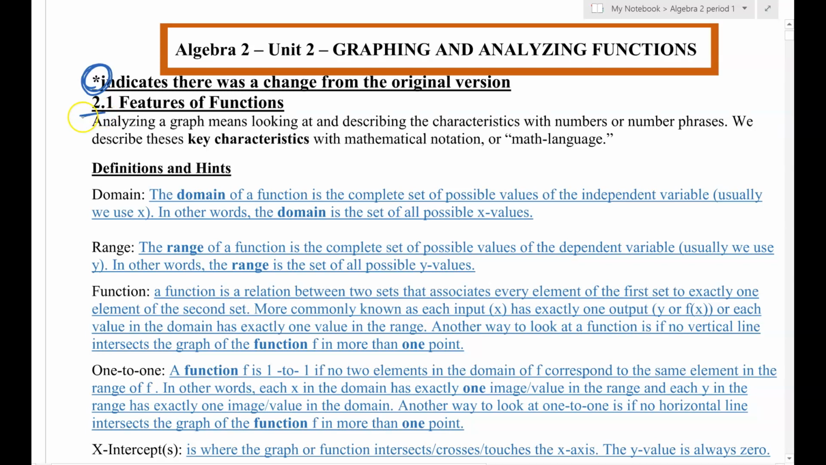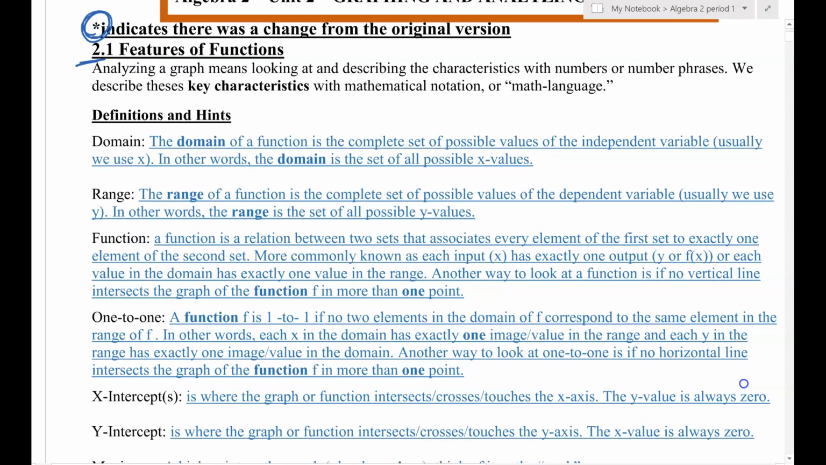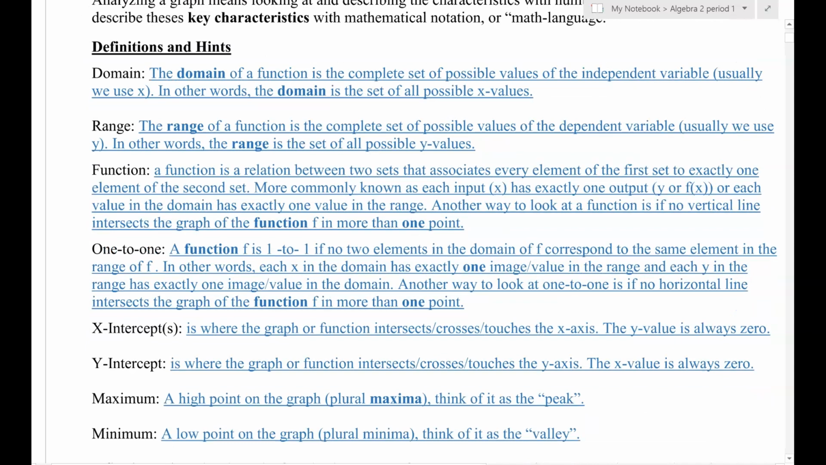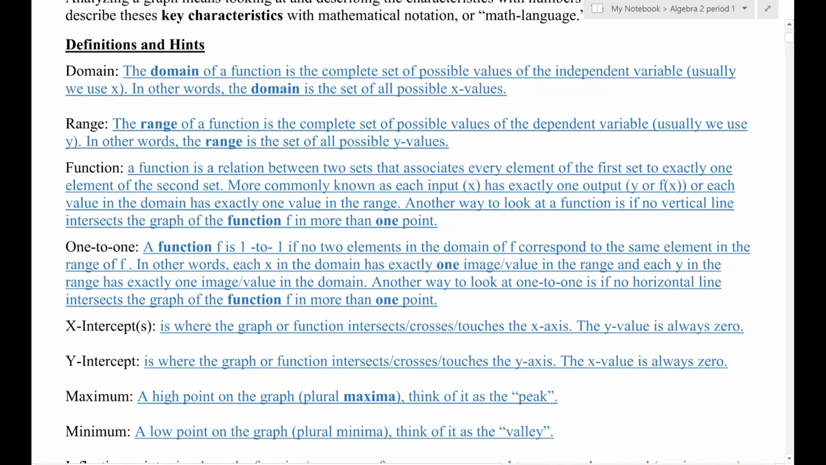So section 2.1, features of functions. Analyzing a graph means looking at and describing the characteristics with numbers or number phrases. We describe these key characteristics with mathematical notation or math language. Below this in your notes packet, they are all blank. So what you need to do is probably hit pause and write it down. As I'm reading through them, I'm going to be explaining them and maybe drawing out some pictures, okay?